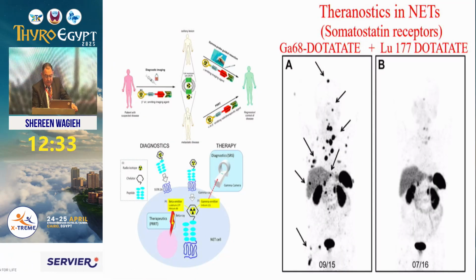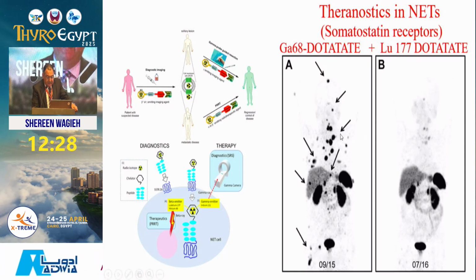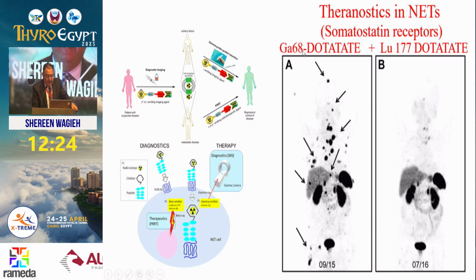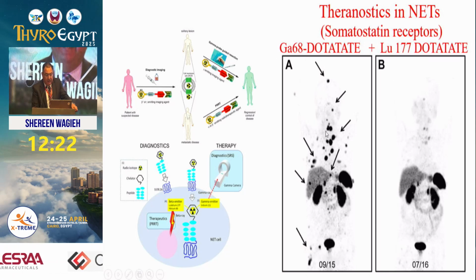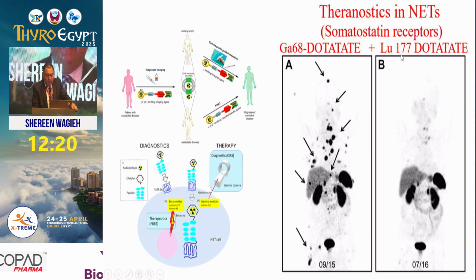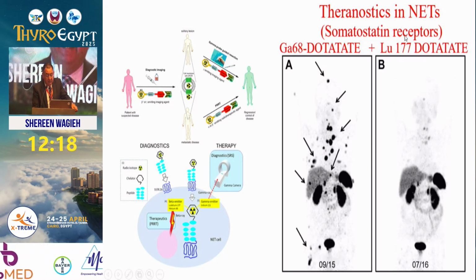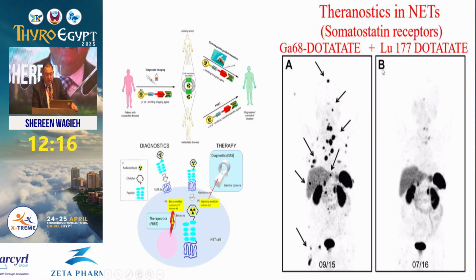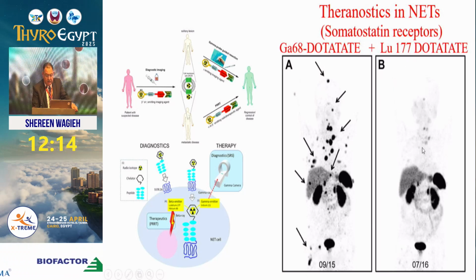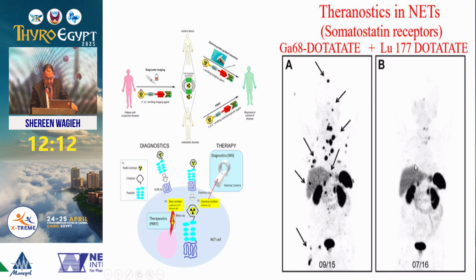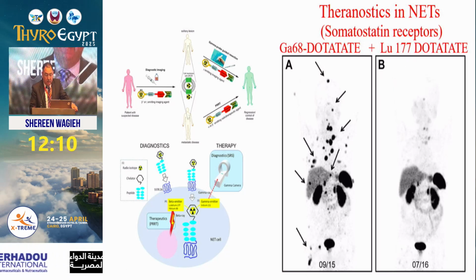This is expressed here very nicely in this patient with metastatic neuroendocrine tumors. You can see here multiple metastatic lesions all over the skeleton, seen by gallium dotatate. This means that there is significant expression of the targets here. On receiving lutetium dotatate, lutetium being a beta emitter like iodine, after 4 cycles of lutetium there is almost complete regression of these metastatic lesions in this patient with neuroendocrine tumors.